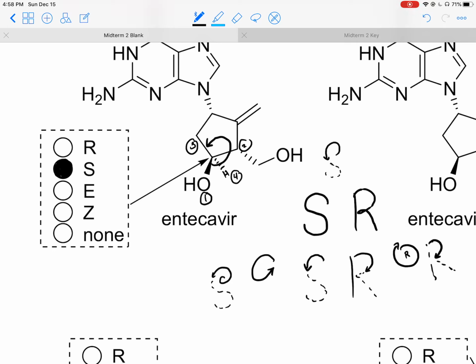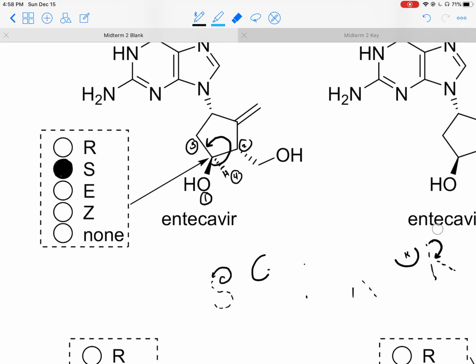Some people just memorize that R is clockwise and S is counterclockwise. This way is better for me though, because I know I would get those confused at some point and switch them. And this way you can't really switch it, you just remember the shape of S and R based on how you write it. But it's up to you if that doesn't work for you. So then that's the answer to the first problem.